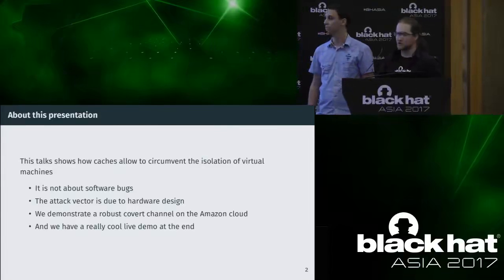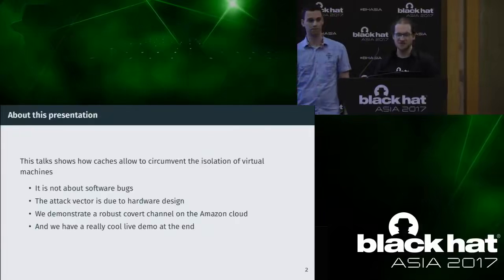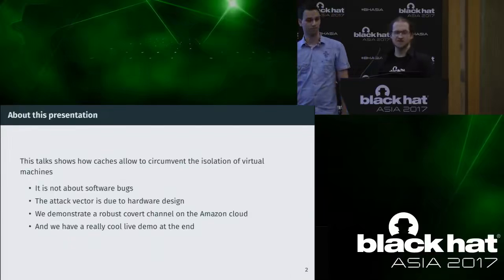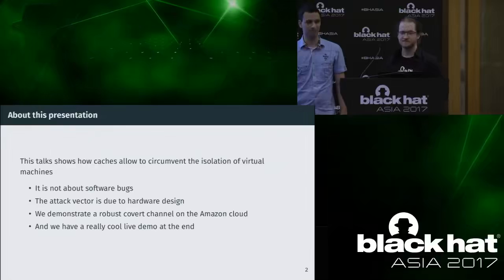More it's about, we are showing an attack vector which we can use, and it's due to the hardware design of modern Intel CPUs. So it's really hard to replace a CPU, right? So this makes it even more impactful. We then will demonstrate how you can use our robust cover channel on the Amazon cloud. And yes, we do have a really cool live demo at the end.